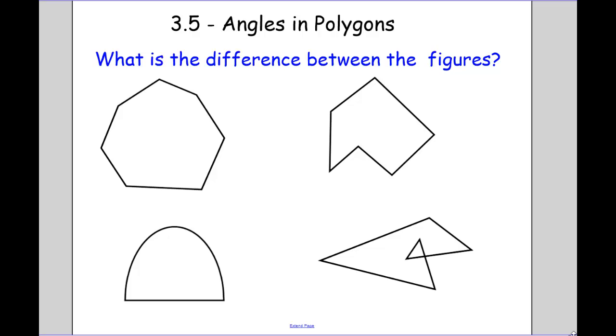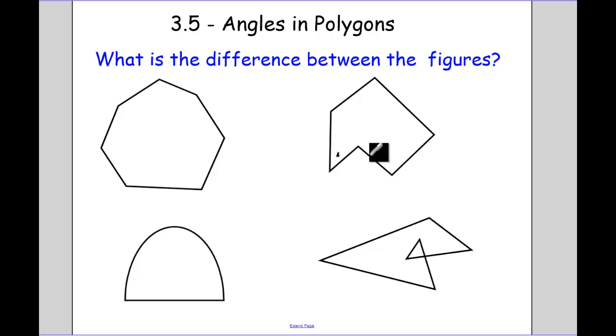Today we're going to be talking about angles in polygons. And first we need to define what a polygon is. So what's the difference between the figures on the top and the figures on the bottom? Figures on the left, figures on the right. Well, notice this first one. You have all pieces, all segments connect, and nothing dents in.